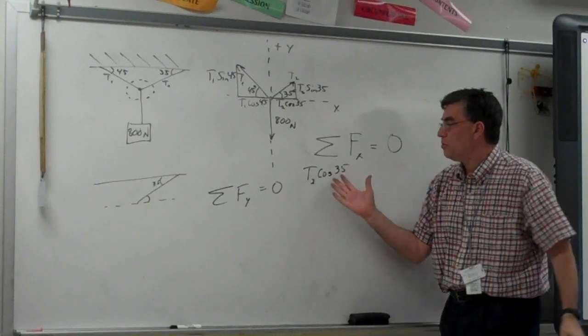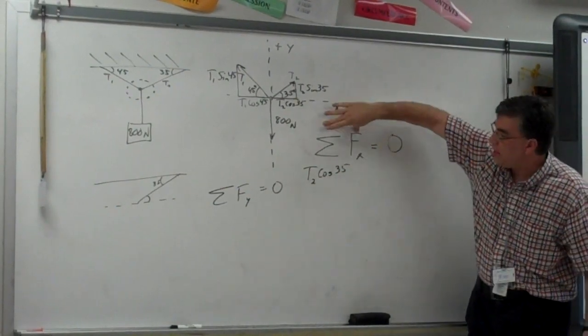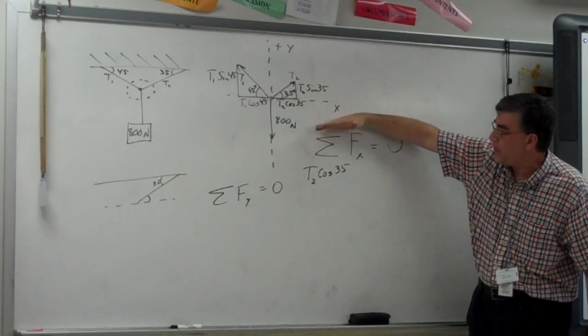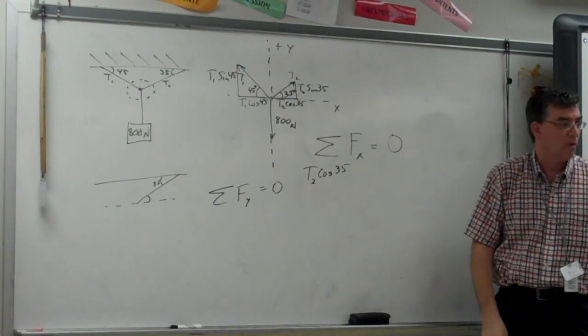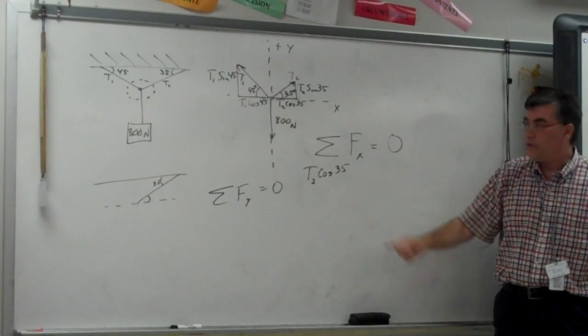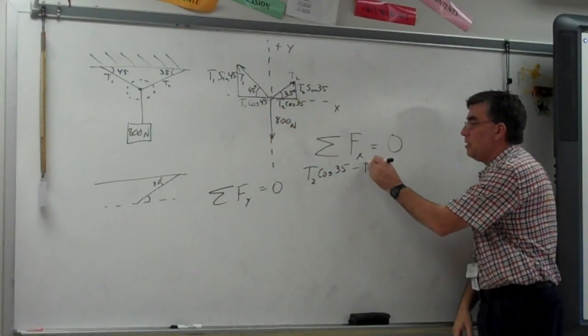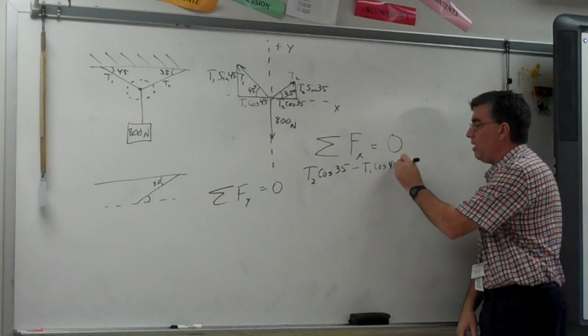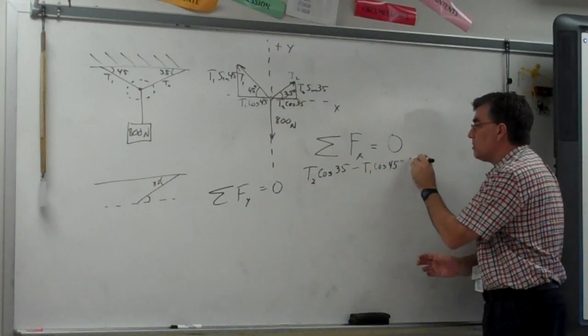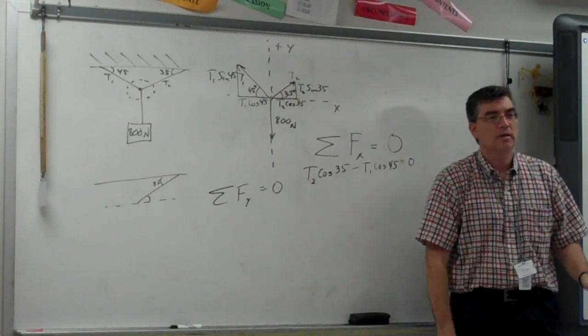And you know, basically what you're doing is on this side of the equation, you're saying, okay, what relationship makes these equal to 0? Right. T2 cosine of 35, that's our positive, minus what? T1 cosine of 45. It's really just square root 2. equals 0. Oh, look at you.